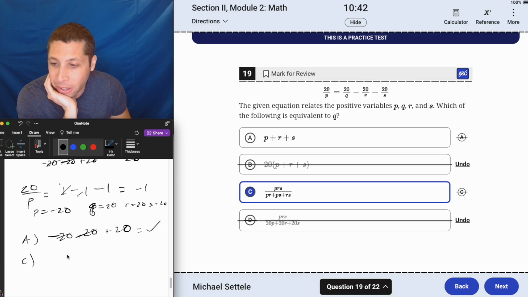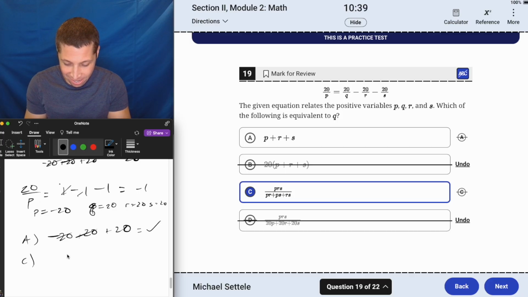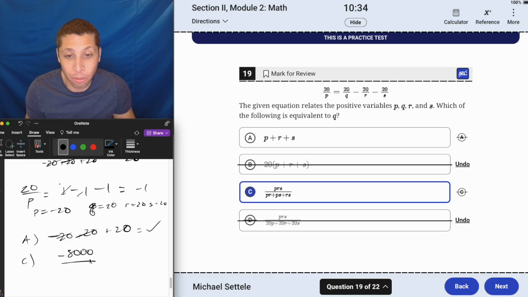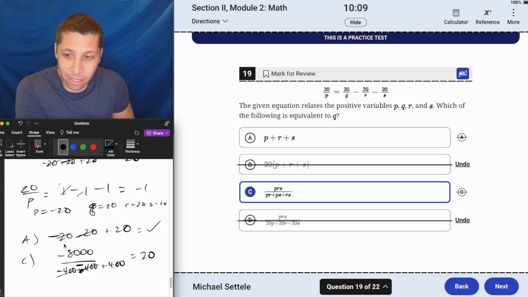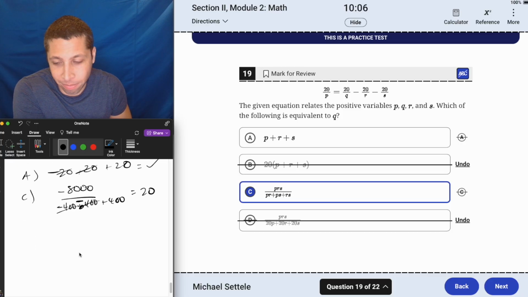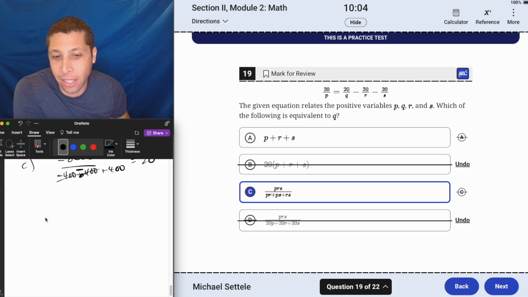This is going to freaking work. I know it. P times R is negative 8,000 over negative 400 plus 400 or minus 400 plus 400. Negative 8. I did it again. I crossed out wrong again. So this is 8,000 divided by 4. Darn it. How do I want to do this? Committed this much. So it's definitely C.